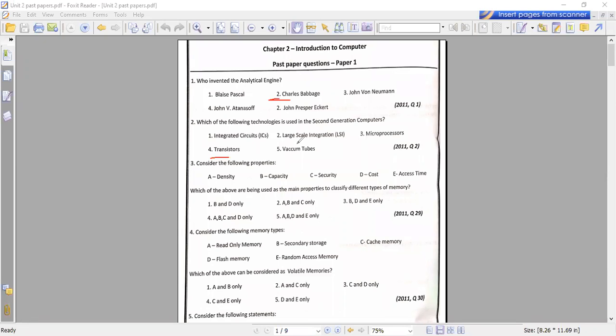Then we go to the third one. Third question. Some of you have put the third answer. Some of you have put the fifth answer. Which of the following properties have they given: density, capacity, security, cost, and access time. So they are asking which of the above are being used as the main properties to classify different types of memory.